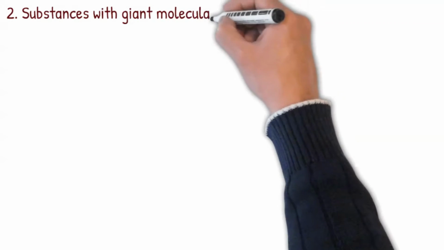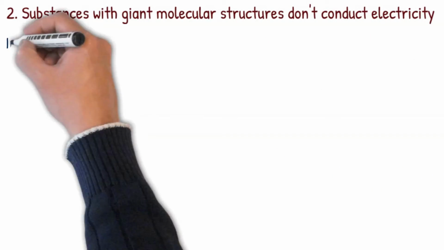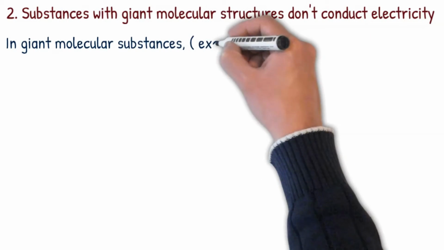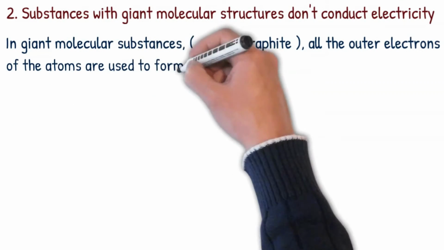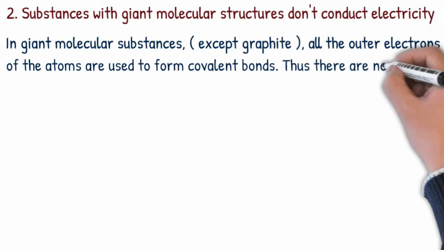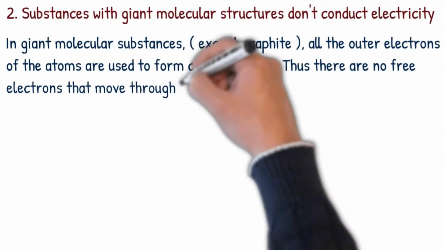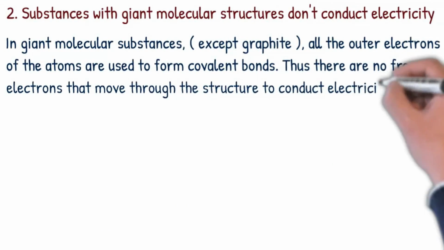Substances with giant molecular structures don't conduct electricity. In giant molecular substances, except graphite, all the outer electrons of the atoms are used to form covalent bonds, thus there are no free electrons that move through the structure to conduct electricity.